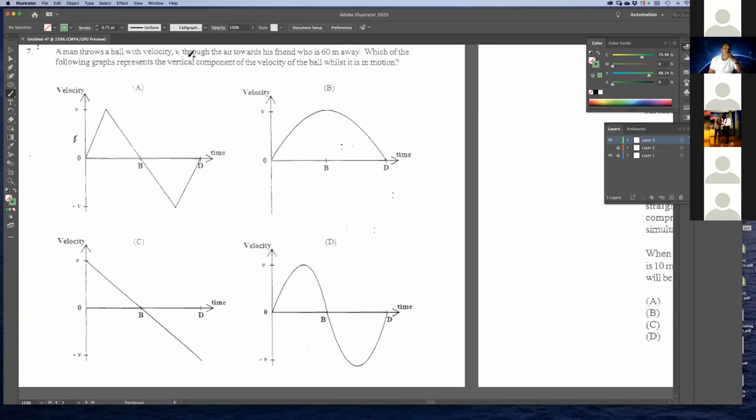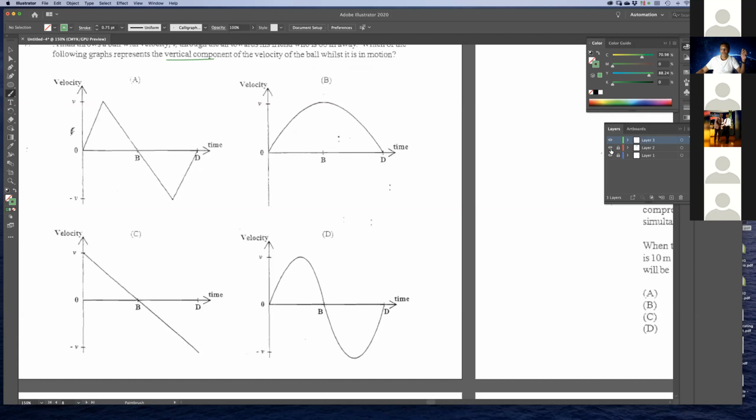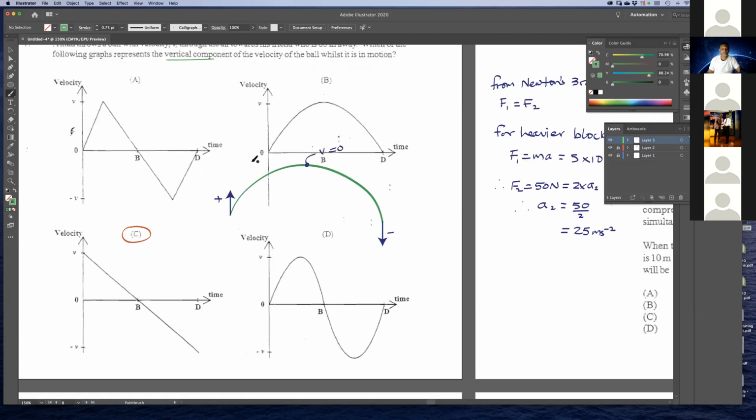A man throws a ball with a velocity v through the air and so on towards his friend. Which of the following graphs represents the vertical component? The vertical component we want. The horizontal component is parabolic motion. We know the horizontal component will be constant, but we want the vertical component. And if somebody is throwing a ball to a friend 60 meters away, clearly you cannot throw it flat. It will be some motion like this: parabolic motion, right? Which is what I already drew. This is the path of the ball. This distance is 60 meters.